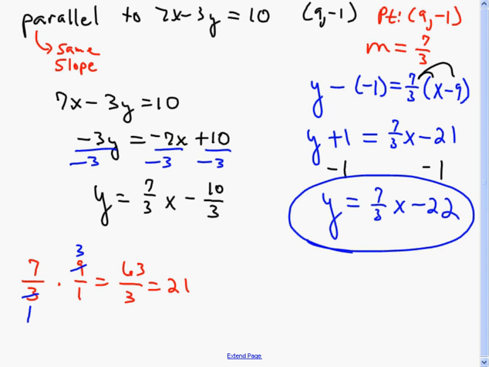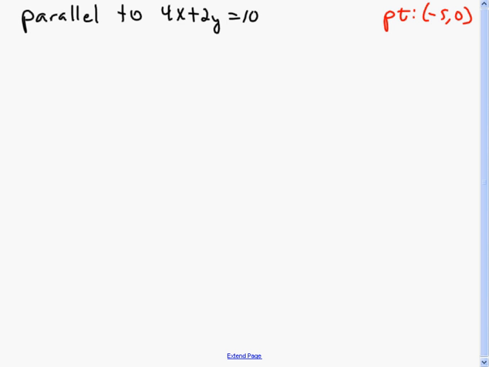Okay, two more examples. So the next one, very similar. It says find the equation of the line parallel. So we're doing parallel again, parallel to 4x plus 2y equals 10. And the point that they want me to use is negative 5, 0. So I'm going to write my point over here. My point that they want me to use is negative 5, 0. And my slope I don't have yet.